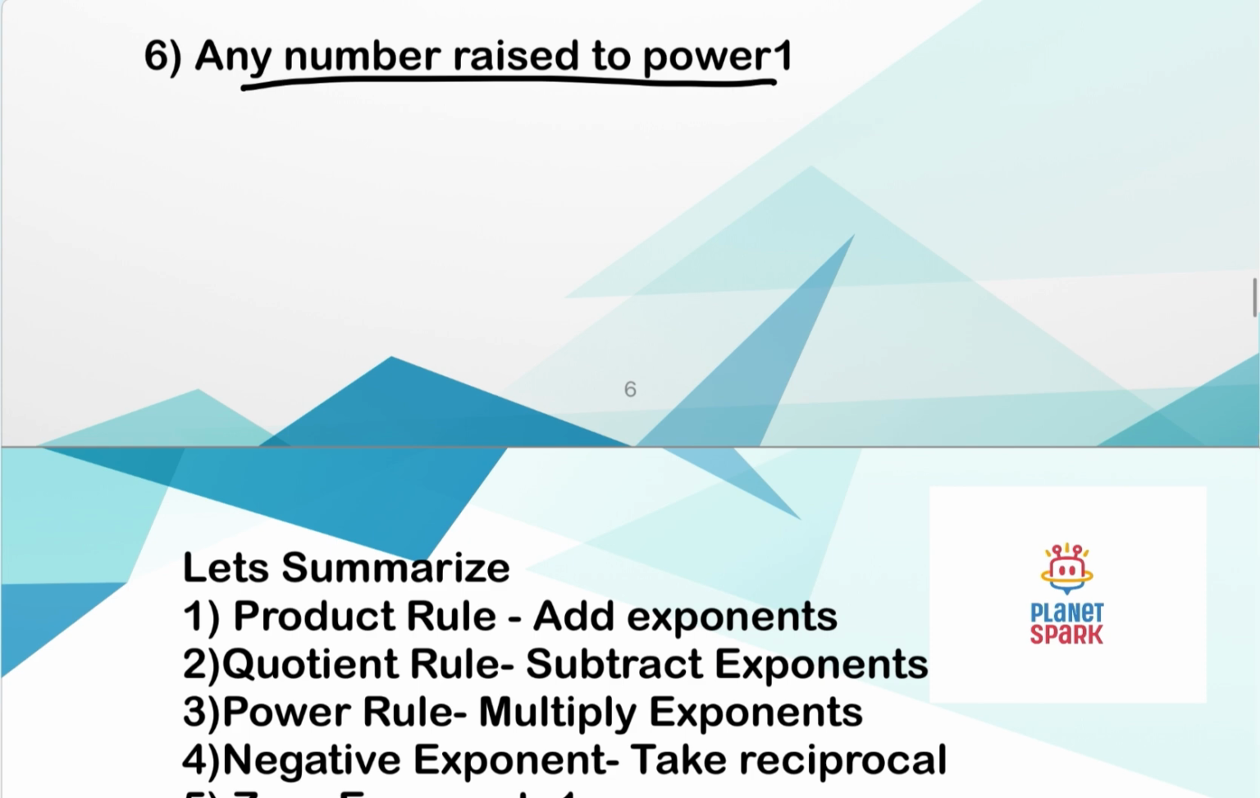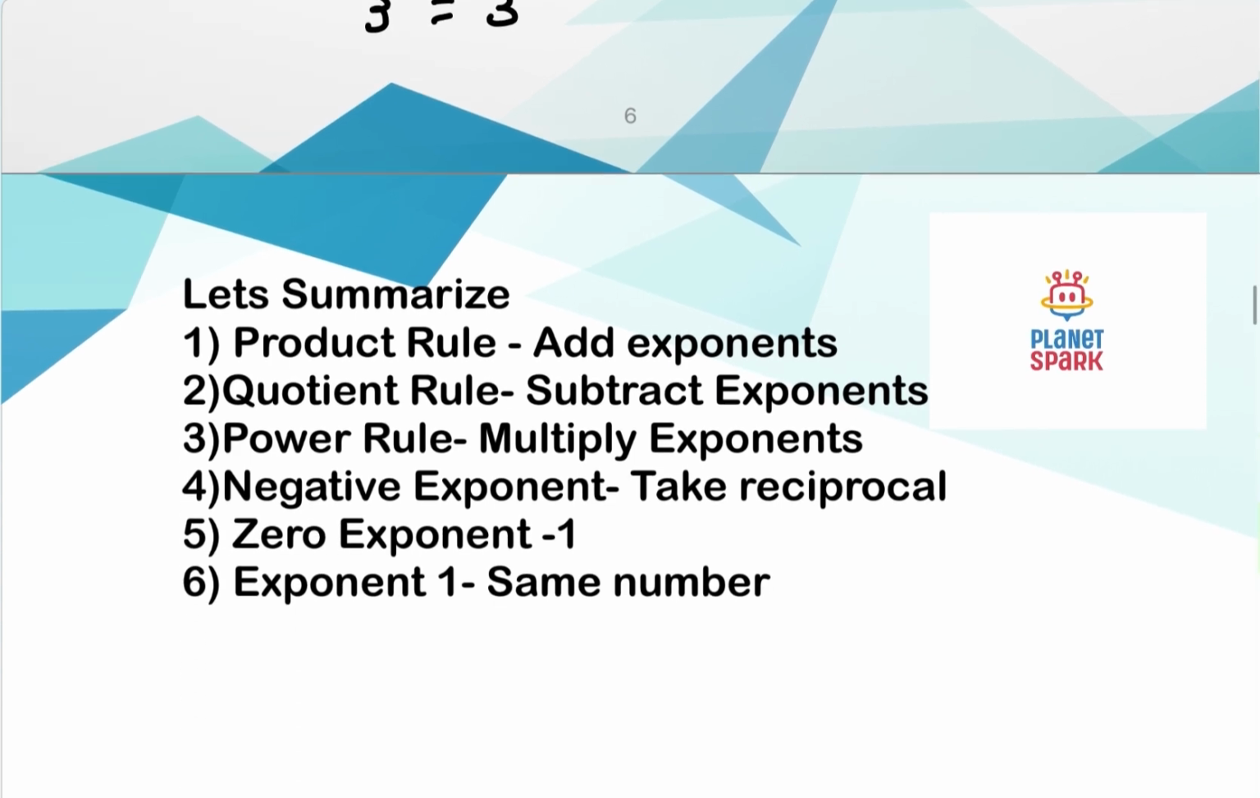Any number raised to the power 1 is the same number. A raised to the power 1 will give me a. If I have 5 raised to the power 1, it will give me 5. 3 raised to the power 1 is 3, and so on.